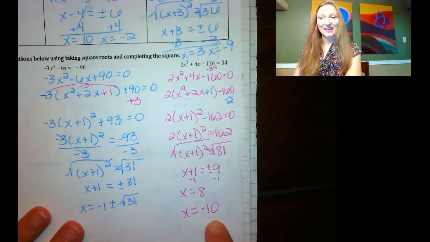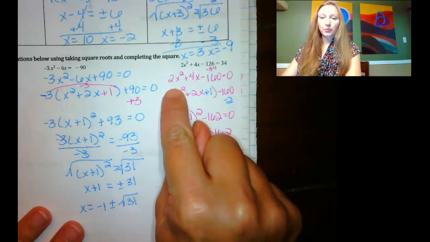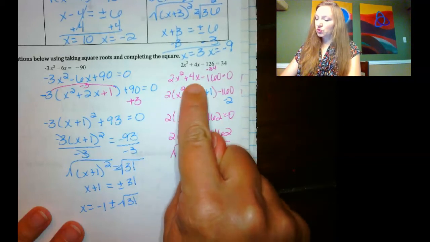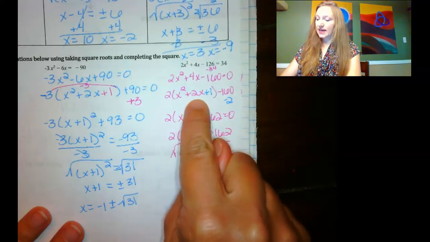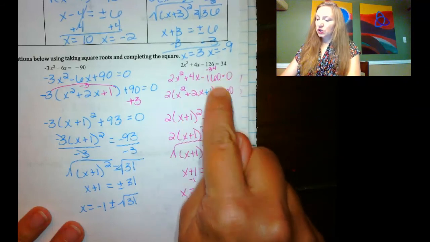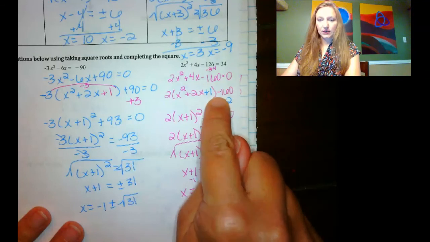Did you get 8 and -10? Let's see if we found out where you went wrong if you didn't get it correct. So again, you need to factor out the 2 to get a as 1. So I divided the first 2 terms by 2 to get this x squared and 2x. I also subtracted this 34 to get it equal to 0. So I got -160 here.